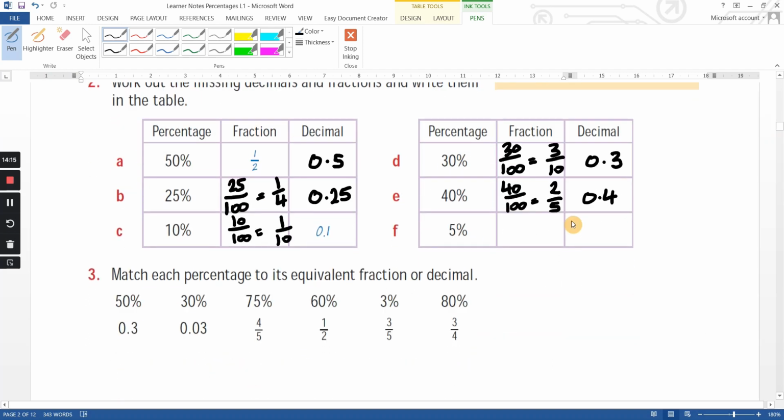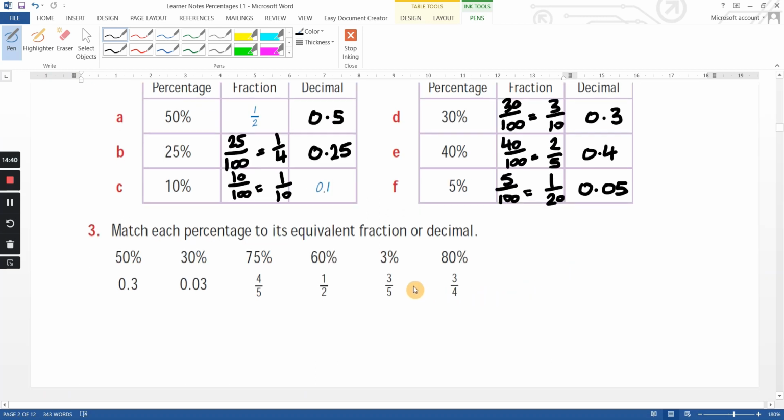And the last one, part F, you've got 5%, which literally means 5 over 100, which simplifies to 1 over 20. As a decimal, just be careful with this one, it should be 0.05. You need to have that 0 there in the middle, otherwise it would be wrong. Then question 3 says, match each percentage to its equivalent fraction or decimal. Which one goes with which one? I'm going to draw lines to show that 50% goes with this one.